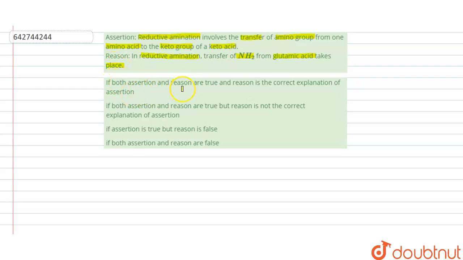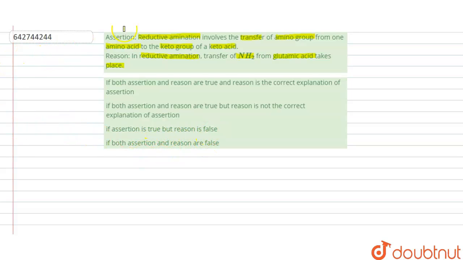The options are that we need to tell here that if both assertion and reason are true and reason is the correct explanation of assertion, if both assertion and reason are true but reason is not the correct explanation of assertion, assertion is true but reason is false, if both assertion and reason they are false.